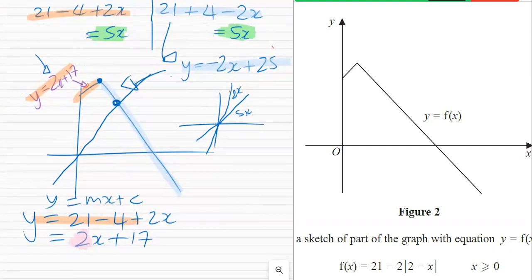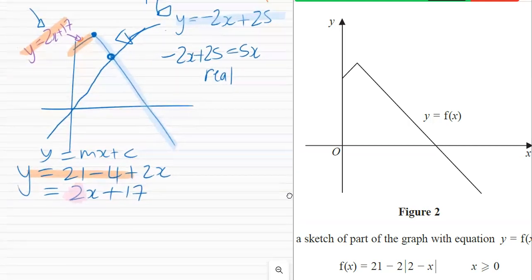So we have only one option, and that is if we let negative 2x plus 25 equal to 5x, that will be real. That will be real on our graph. Right, so let's quickly finish that up.